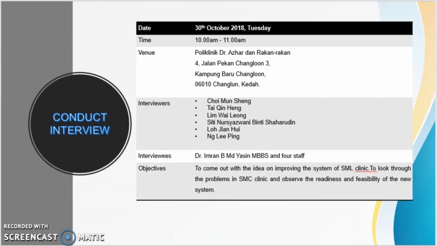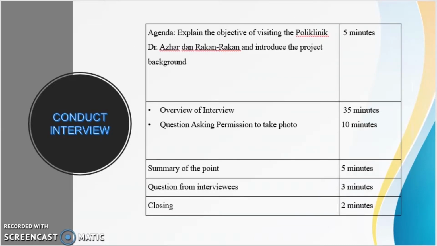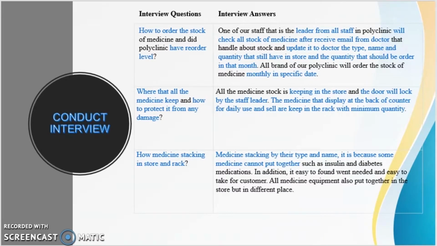Fact finding. Conduct interview. Date: 30 October 2018, Tuesday, 10 to 11 a.m., at Polyclinic Dr. Azhar and Rakan. Interviewer: Dr. Imran Mat Yassin and 4 staff. The interview question is how to order the stock and whether there is a reorder level.